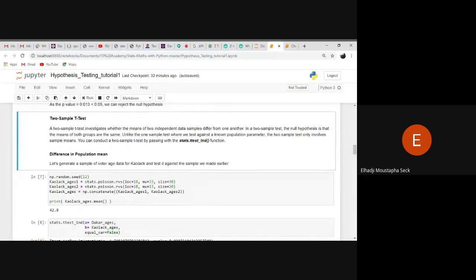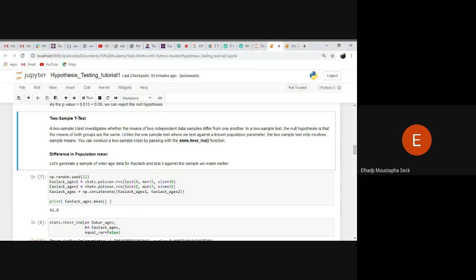In two sample t-tests now, we have different samples. We have two samples or two populations, and we want to see if they have the same mean, or if maybe the means are different. So a two sample t-test investigates whether the means of two independent data samples differ from one another. In a two sample test, the null hypothesis is that the means of both groups are the same.